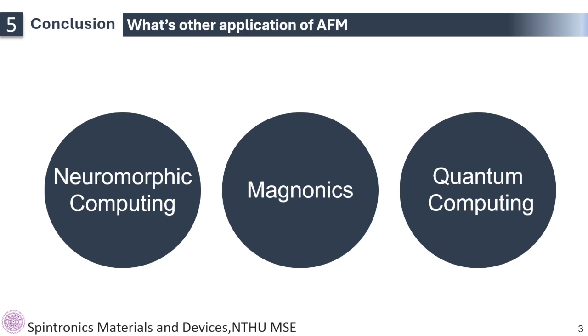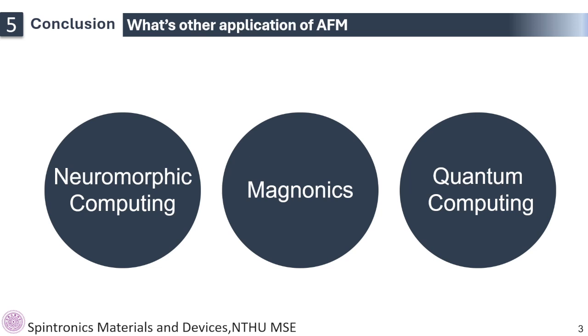So let's talk about some other applications of AFM. First one is neuromorphic computing. The bilayer system can be designed to be similar to the structure of human brain synapses. So by adjusting the interface exchange bias to control the change in the magnetization direction, the storage and processing of analog signals can be achieved.